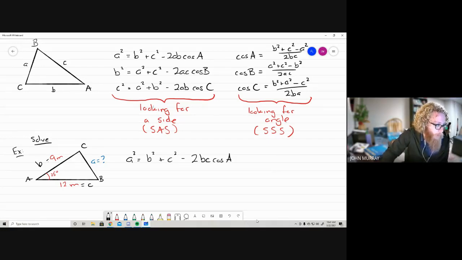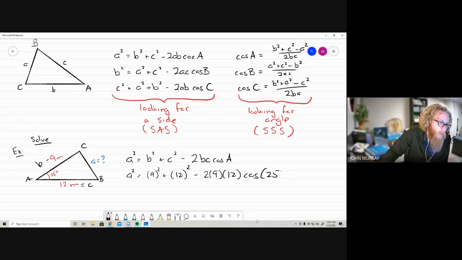So we're just going to plug everything in. This is going to stay A squared until the end. Our last step will be getting rid of that squared. And then I'm going to have 9 squared plus 12 squared minus 2 times 9 times 12 times the cosine of my angle, which is 25 degrees. Very straightforward. If you have a physical calculator, you can type this all in at once. Your calculator will handle it. If you're using your phone, I would do this step by step. So for the first time, I'll do it step by step.